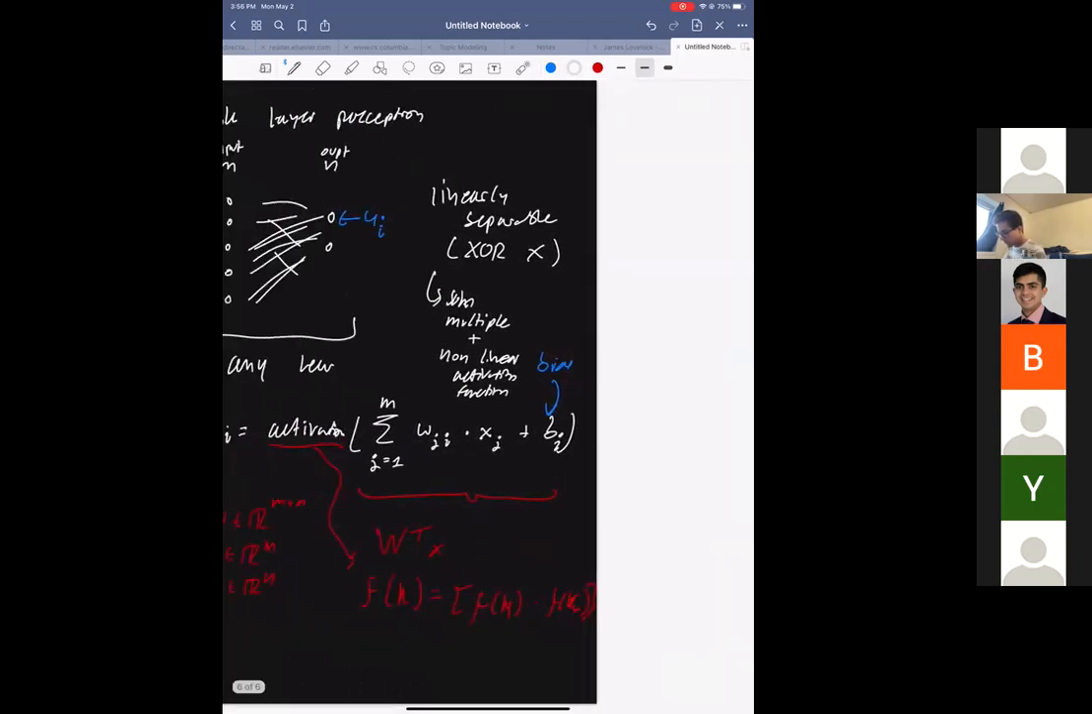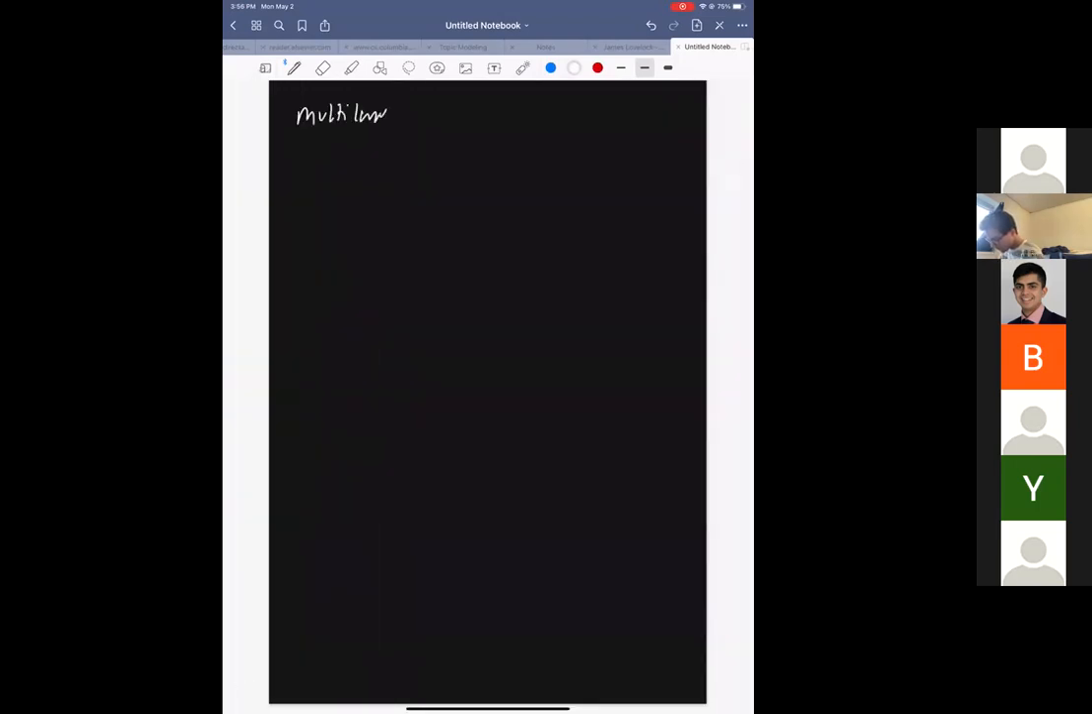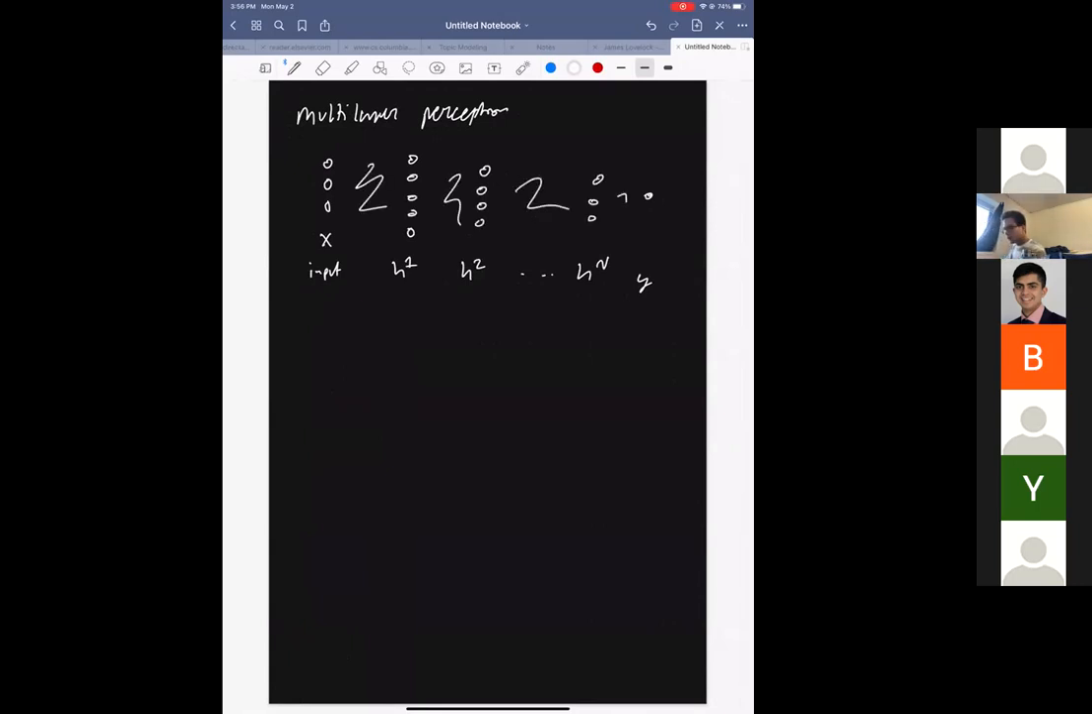So when we look at a multi-layer perceptron, let's say X is our input, and we have hidden layer 1, hidden layer 2, all the way to hidden layer N, and then some Y, which is just a single node. We might have some number of nodes in each layer, and they're all feeding into each other. We can represent that as: the first hidden state is some activation function applied to the weights from the first layer multiplied by the input X, plus some bias for the first layer.